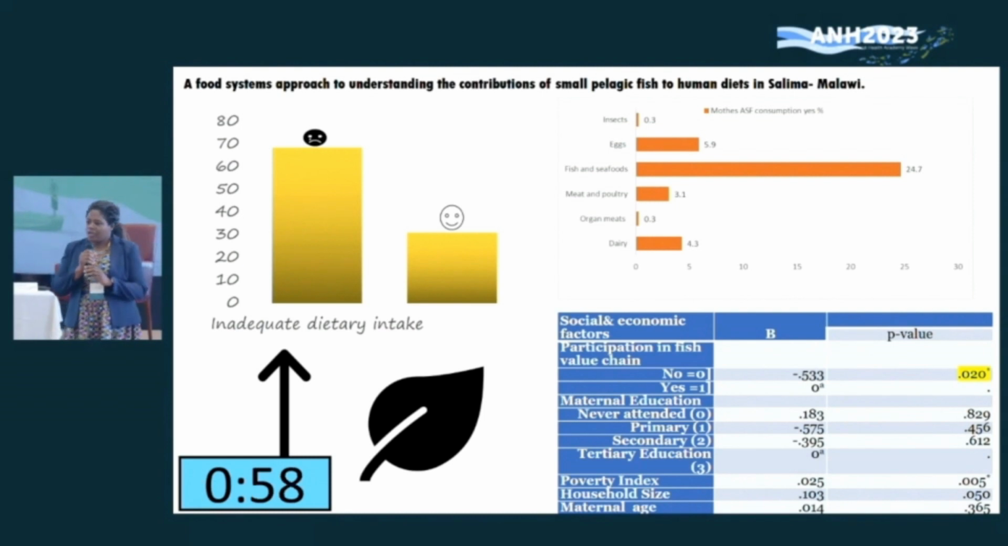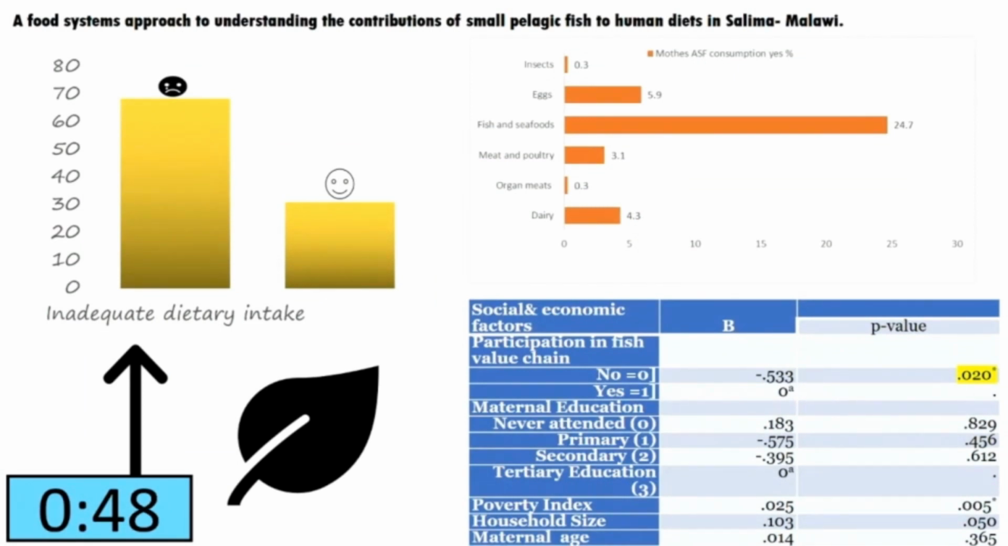Have you been curious to know if people who work in the fish value chain are going to have better diets than those that have not been involved in the value chain? We were curious to find out. So we found out that it does not necessarily mean that if you're working in the fish value chain, you're going to have a better diet. We did not find any differences in the diets.